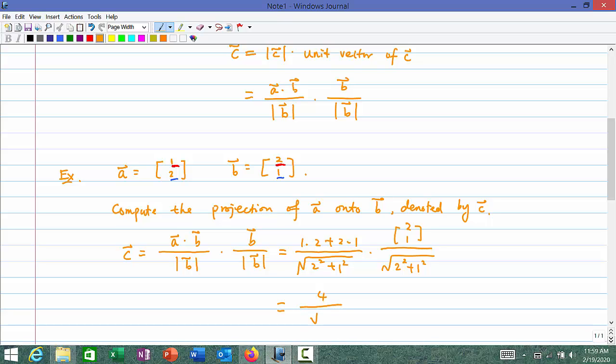The denominator is the square root of 5, times (2, 1), divided by the square root of 5. The square root of 5 times the square root of 5 gives us 5, so it's 4 over 5 times (2, 1). So that's my projection.